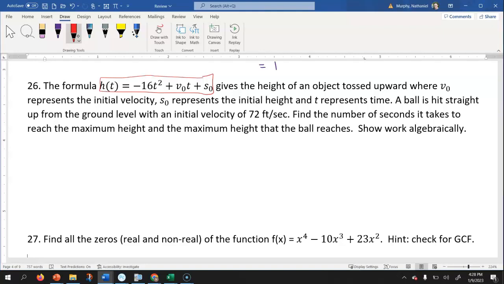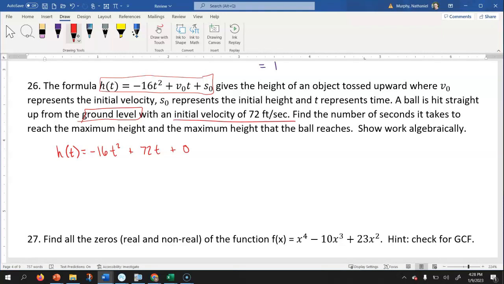So first, let's write the equation. It's going to be h of t equals -16 times t squared plus that initial velocity, which is 72 feet per second. We're just going to use the 72. The feet per second we don't use, but it'd be 72t, plus our initial height. Now, if it's being thrown from ground level, that means your initial height is 0. If it says it's being hit off a deck that was 4 feet above the ground or 12 feet above the ground, whatever that would be, you put that in as your initial height, your s sub 0. So the ground level would be 0.